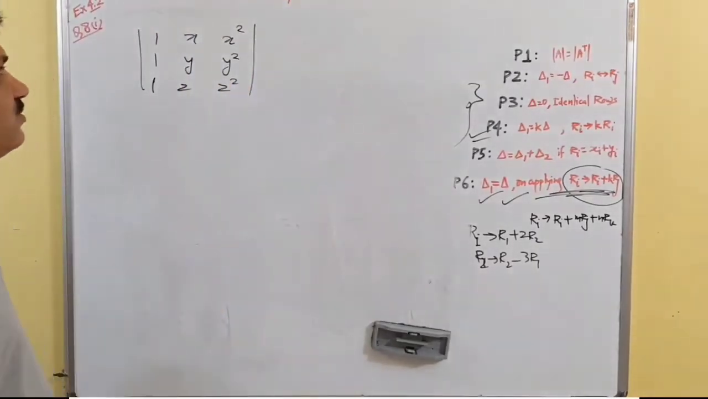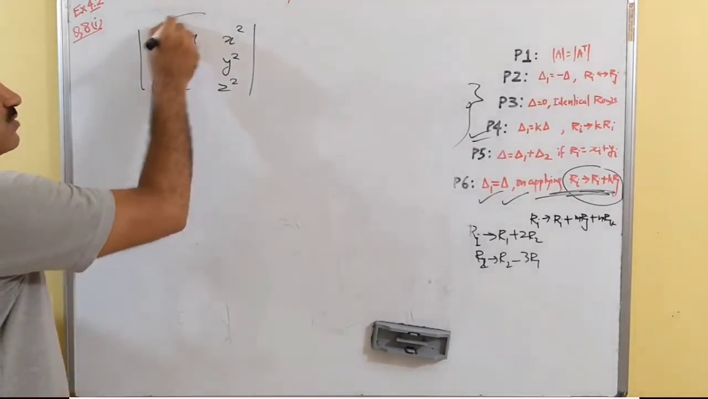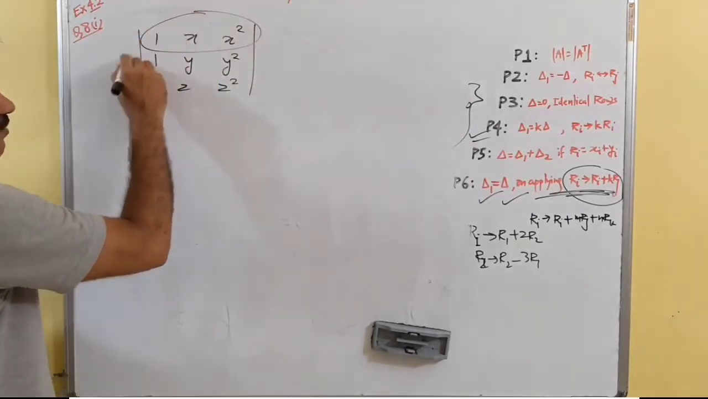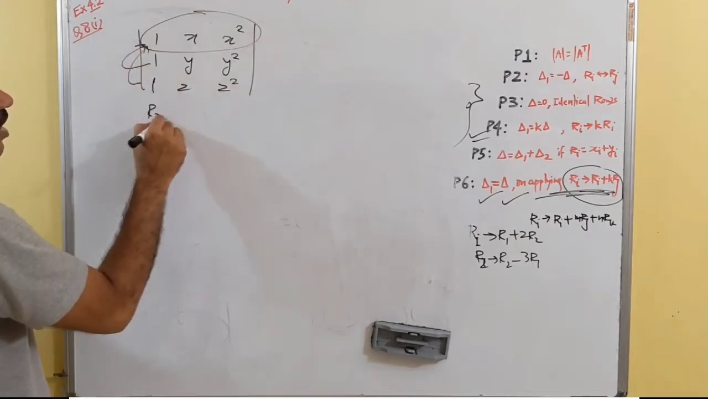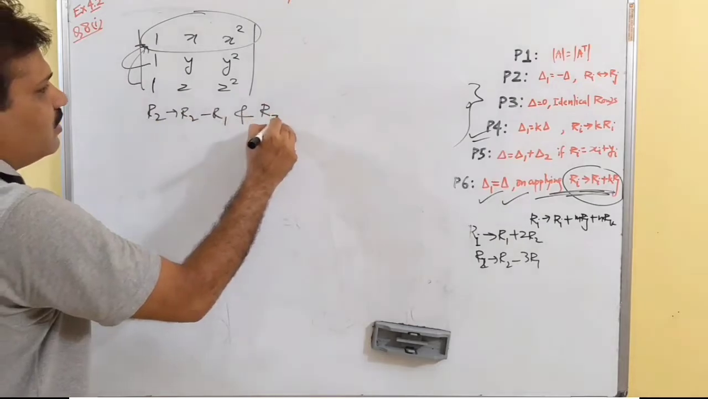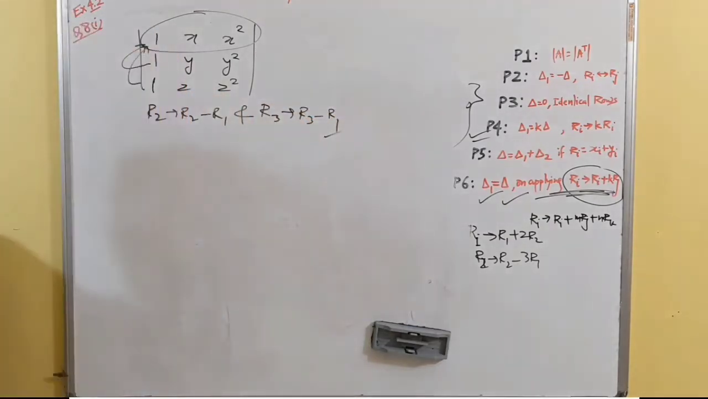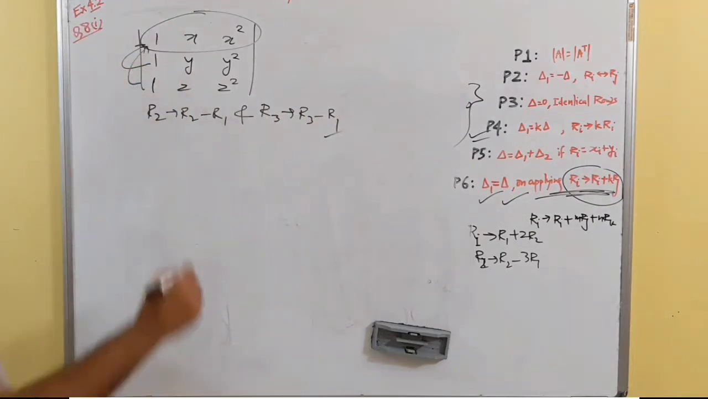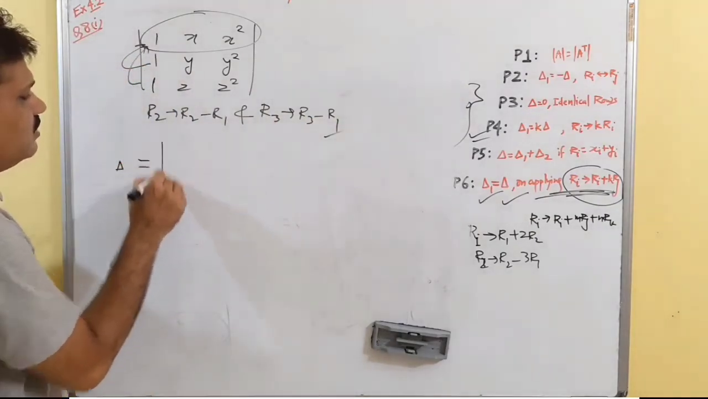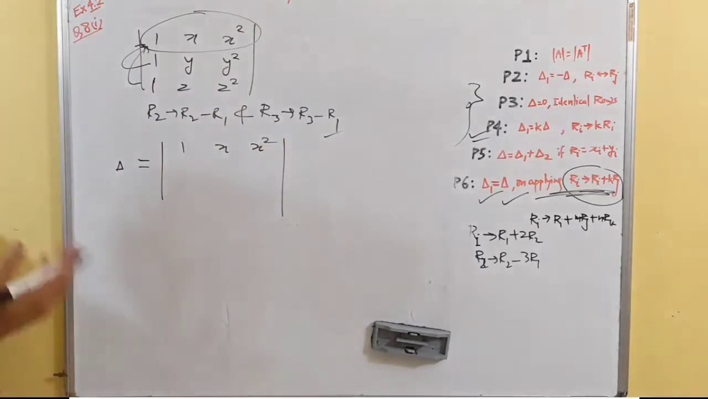See again how we'll do. Since we have all ones in the first column, we fix the row and now we make two zeros. How? R2 becomes R2 minus R1 and R3 becomes R3 minus R1. With the help of R1 we made two zeros here. So what is our delta? This gives 1, x, x square. There is no change. It will stay same.